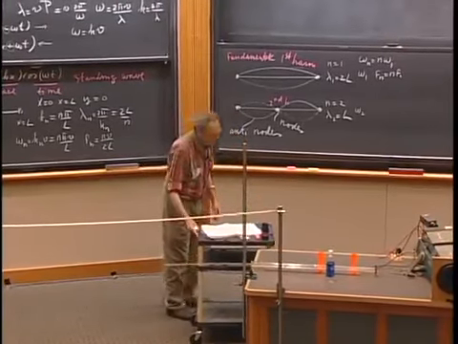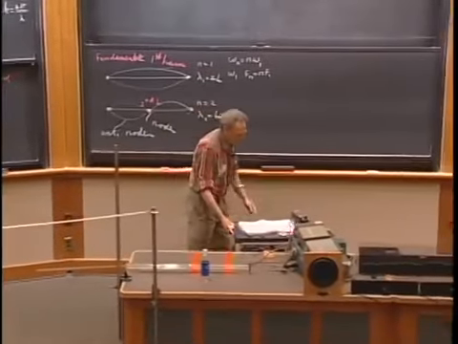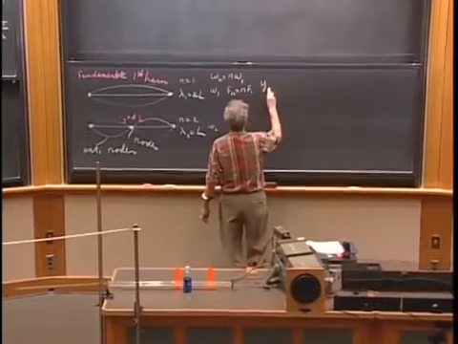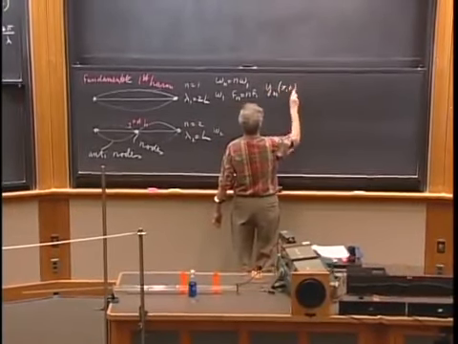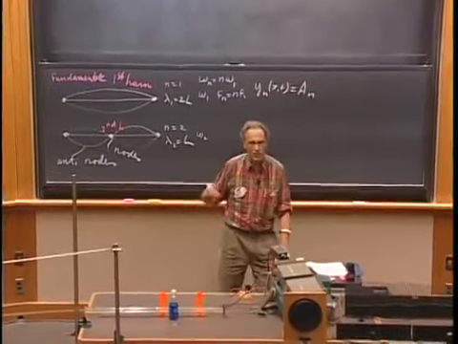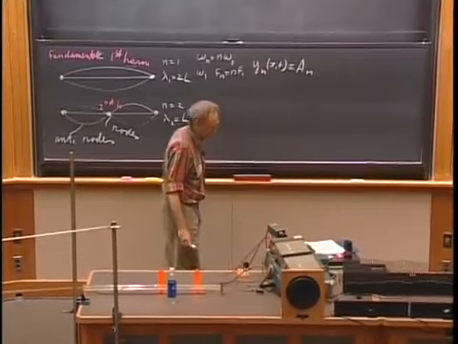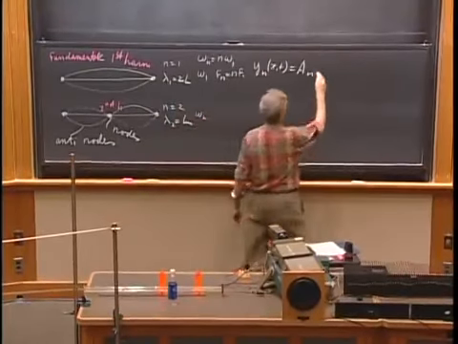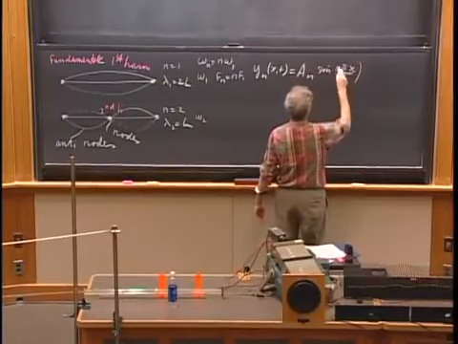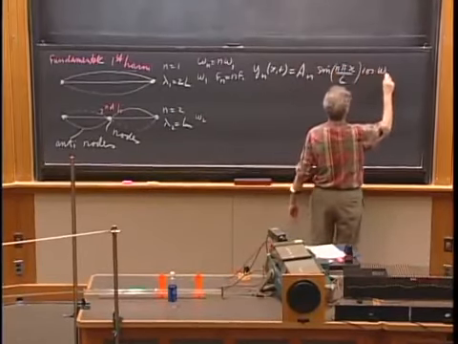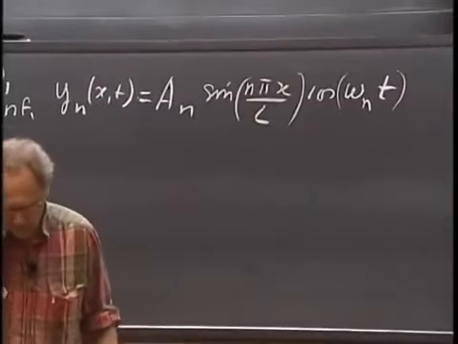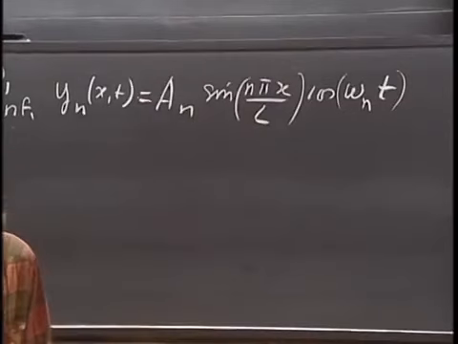So if you want to write down now the situation for your nth mode in its most general form, then you would get y as a function of x and t in the nth mode would have its own amplitude, a n, whatever that is. You can pick that for different values of n. And then you have here the sine of n pi times x divided by L. And here you have the cosine of omega n t. That then meets the boundary conditions for two fixed ends.